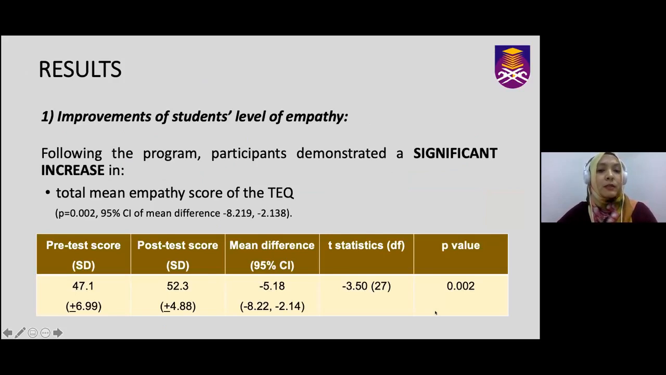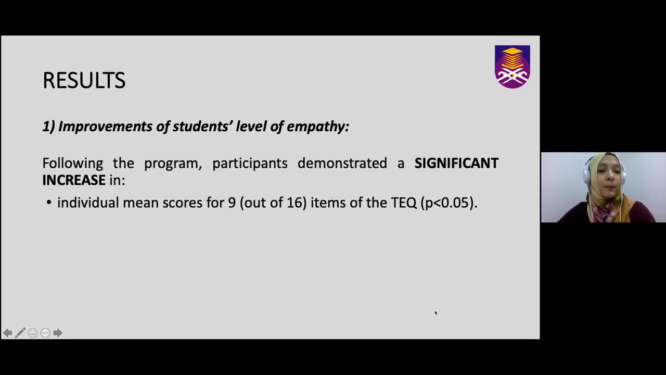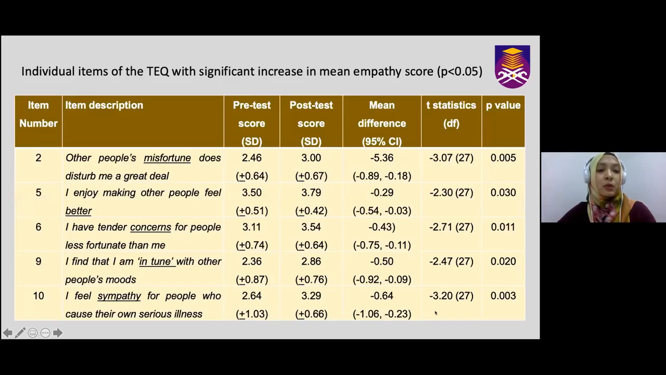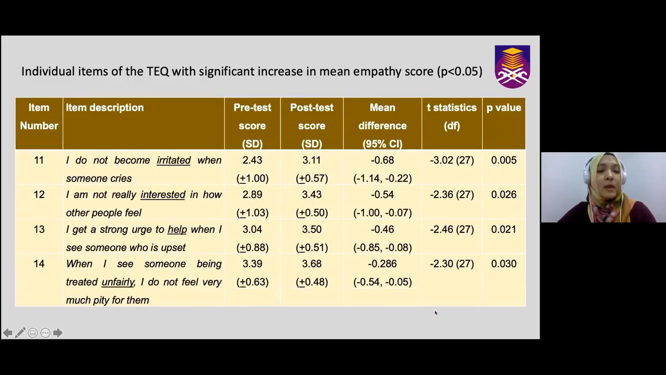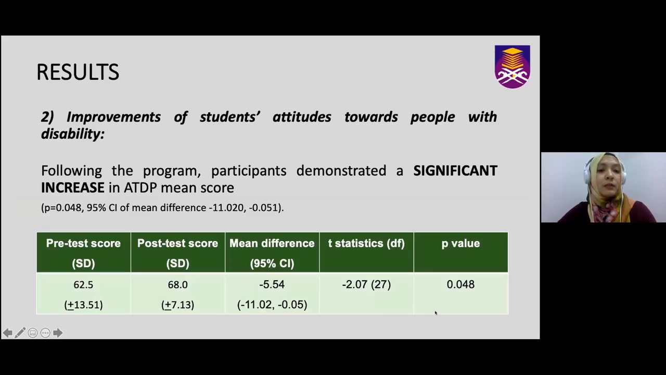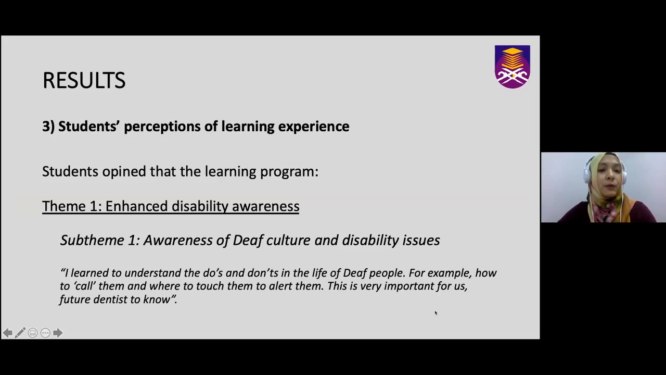Following the program, participants demonstrated a significant increase in total mean empathy score of the TEQ from 47.1 to 52.3. Participants also demonstrated a significant increase in individual mean scores for 9 out of 16 items of the TEQ. The 9 items with significant increase in mean empathy score related to feeling disturbed about other people's misfortune, making others feel better, feeling concerned, in tune, and sympathetic towards others, being not easily irritable, being interested with others' feelings, having the urge to help others, and feeling pitiful when others are being unfairly treated. In terms of attitudes, participants demonstrated a significant increase in ATDP mean score from 62.5 before the program to 68 after.